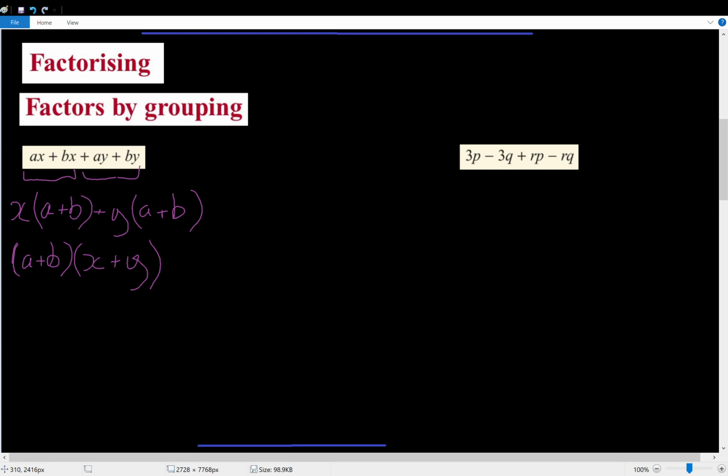Let's take a look at one more example of this. In this one we've got 3p minus 3q plus rp minus rq. Again, we group them into pairs with common factors. The common factor for our first pair is going to be 3, so we have 3 times, and then inside our bracket we have p minus q, like that. And the common factor from our second pair is going to be r, and inside our bracket for this we're going to have p minus q as well.